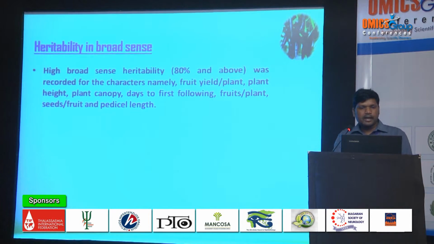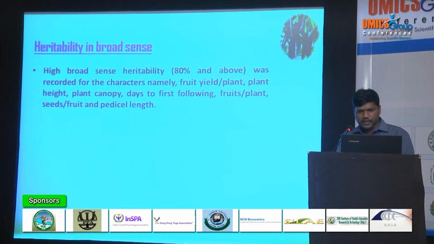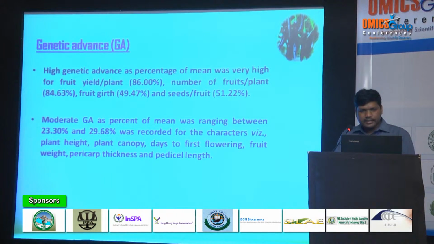Heritability and genetic advance. High broad sense heritability, 80% and above, was recorded for the characters namely fruit yield per plant, fruit girth, plant height, plant canopy, days to first flowering, fruits per plant, seeds per fruit, and pedicel length. Genetic advance as percentage of mean was very high for fruit yield per plant, that is 86%, number of fruits per plant, that is 84.63%, fruit girth, that is 49.47%, and seeds per fruit, that is 51.22%.